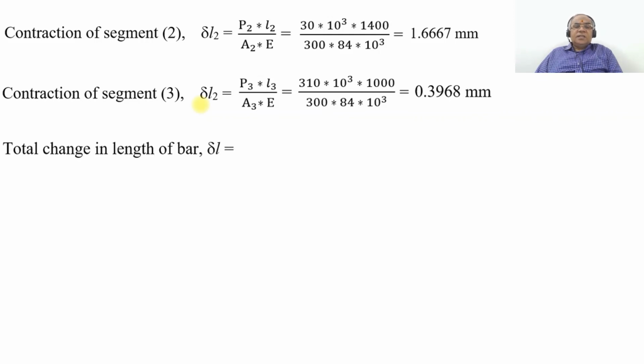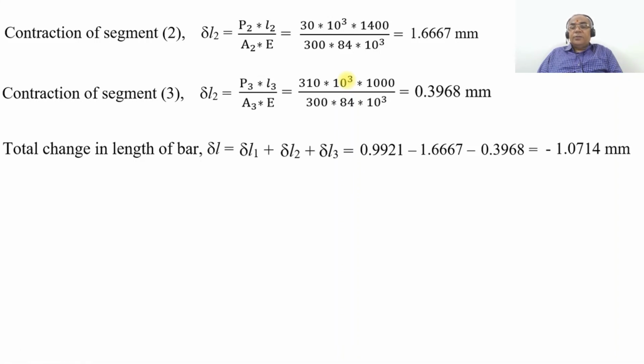So what is the total change in length of the bar? Delta L will be equal to delta L1 plus delta L2 plus delta L3. Delta L1 is tensile, which is 0.9921, minus, because it is compressive in nature, 1.6667. And again, the contraction of segment 3, P3 into L3, it should be 10 into 10 to the power of 3, since 10 kilonewton is the load applied, so minus 0.3968. On simplification, you will get minus 1.0714 mm.